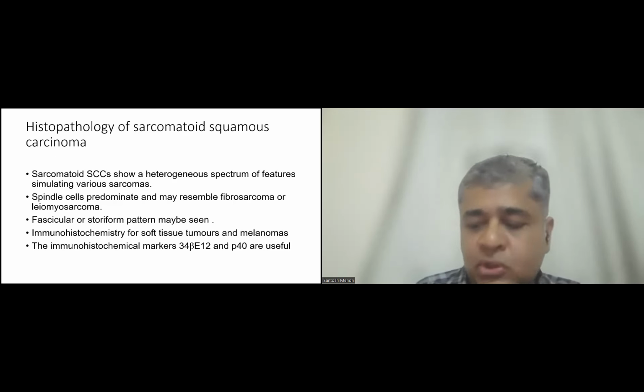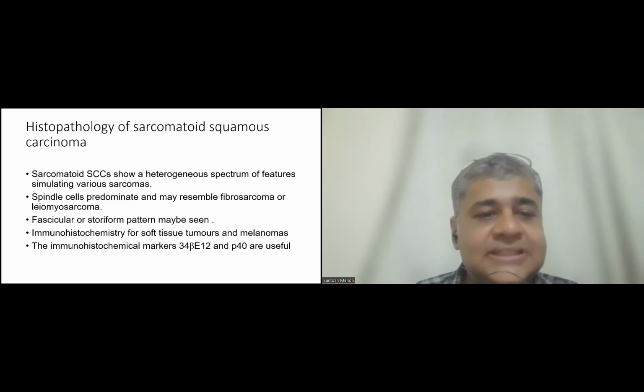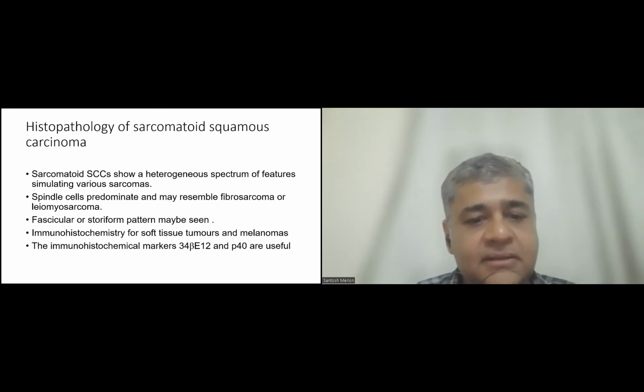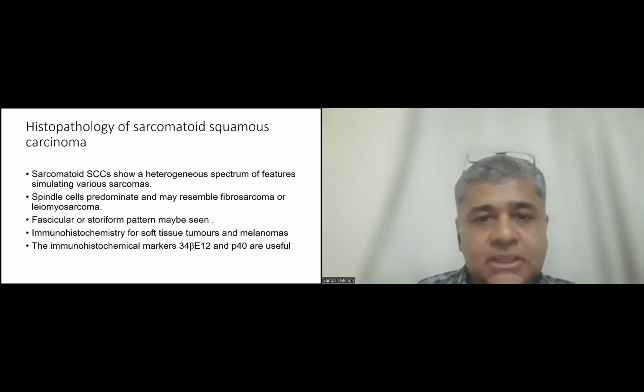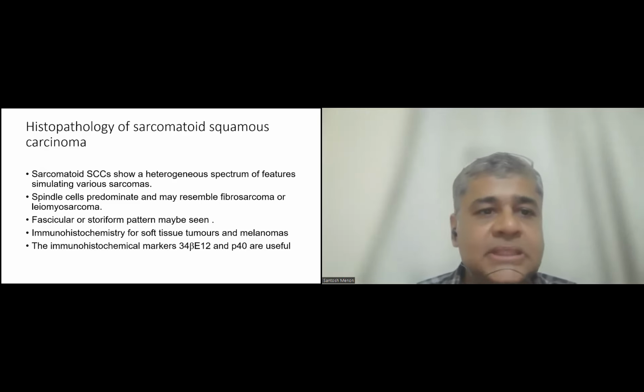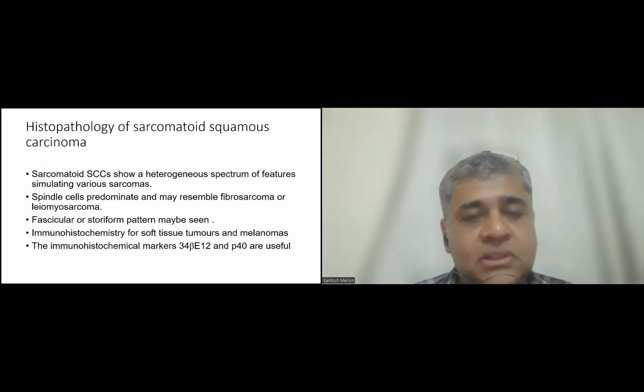When it comes to the histopathology of sarcomatoid squamous carcinoma, they generally can resemble a fibrosarcoma or leiomyosarcoma. Sometimes they may have a fascicular and a storiform pattern, and that may create a little problem for you. But always keep in mind that, more than a sarcoma of the penis, there is always a possibility that this is a sarcomatoid squamous carcinoma. We can employ markers like high molecular weight keratin and P40, and they help in the diagnosis.